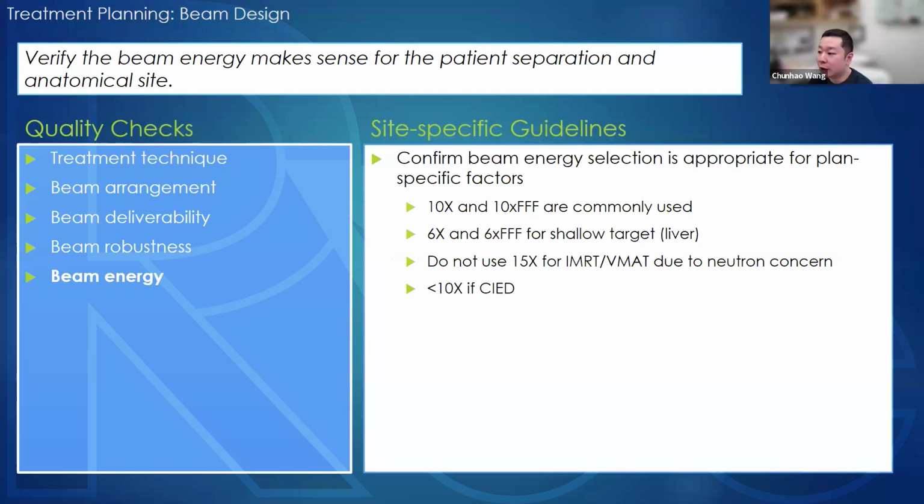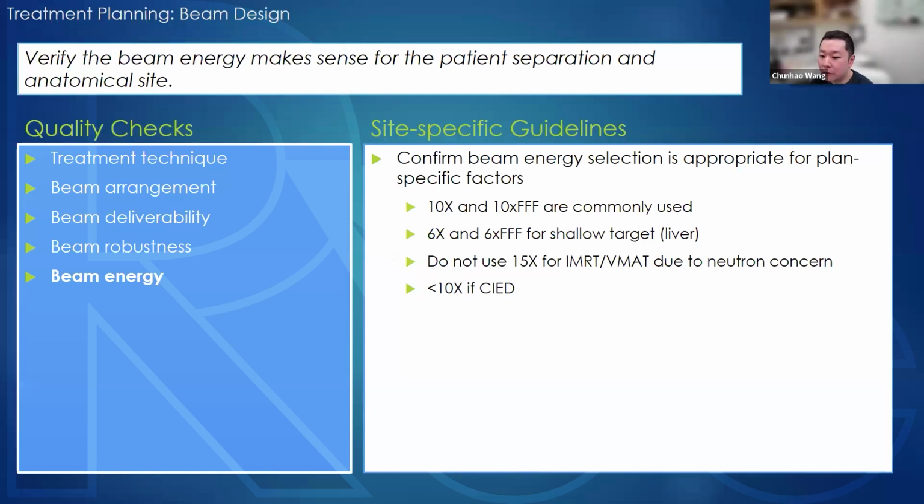Usually, if your machine has 10X or 10 FFF, these two energies should be more commonly used, just because when we are treating the body, we have to consider beam penetration. A higher energy will be better in terms of beam penetration. 6X or 6 FFF energy can definitely be useful when we are treating a shallow target, with less entrance tissue depth to the target, such as some of the liver targets.